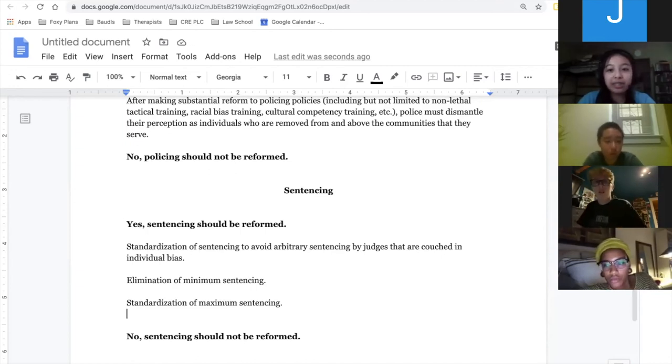Well, things like the death penalty are definitely something that can be seen as inhumane.